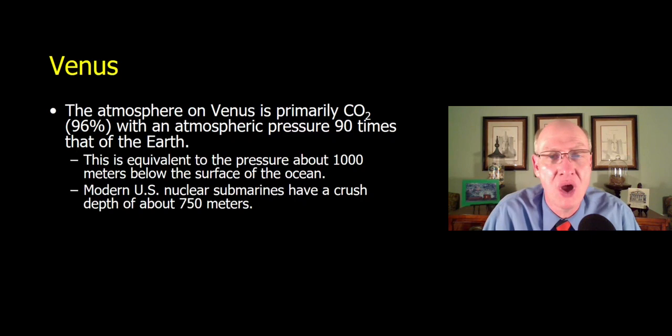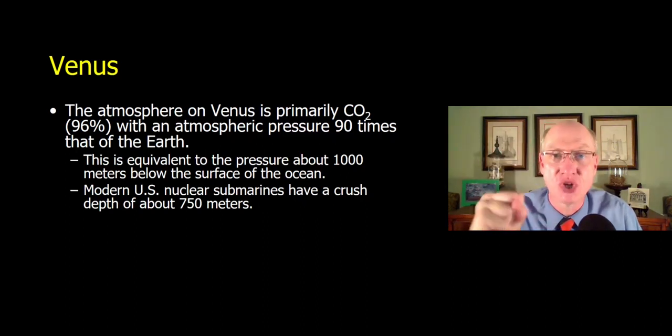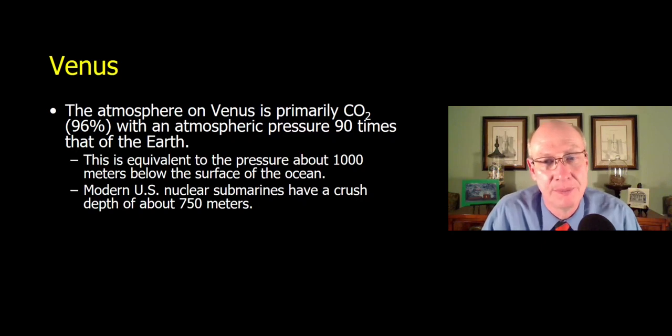nuclear submarines can go, which means if we took a new U.S. nuclear submarine and placed it on the atmosphere of Venus, the atmospheric pressure alone is enough to crush it. Just the gas alone could crush a submarine.